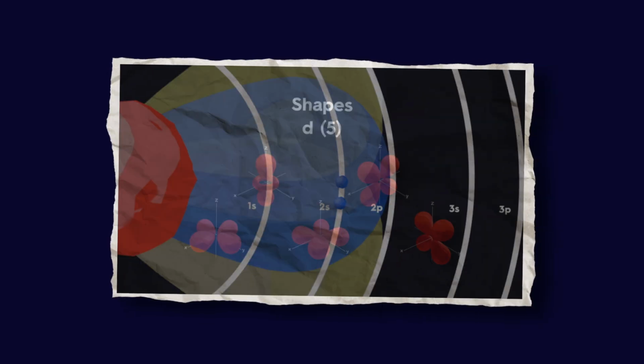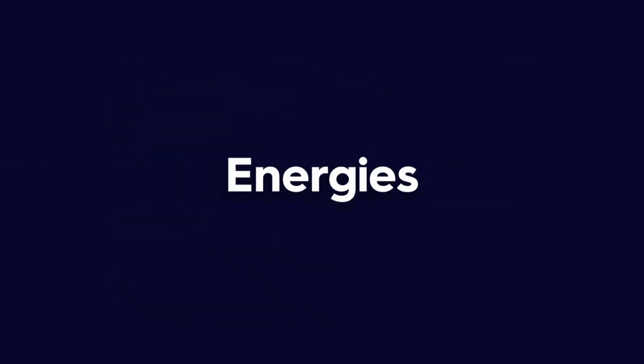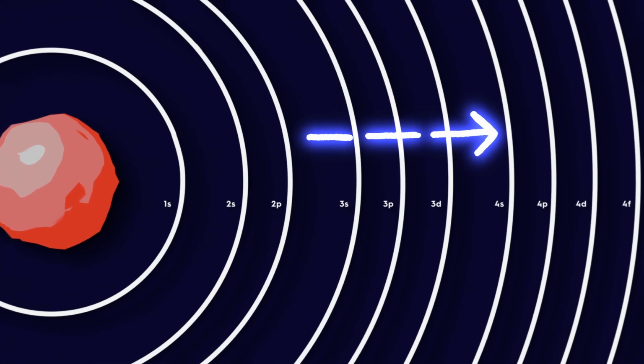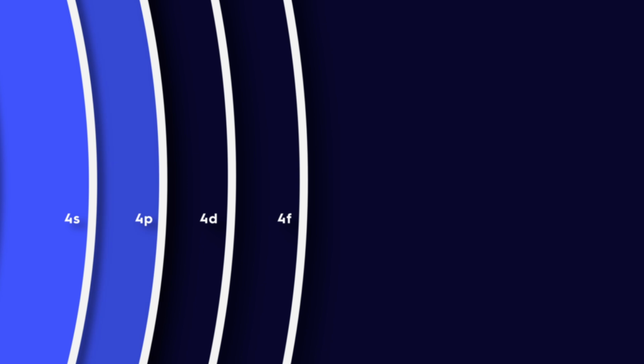Now, with shapes and counts in place, let's connect them to energies. Generally, as n increases, so does energy. And within a shell, the order runs s, then p, then d, then f.